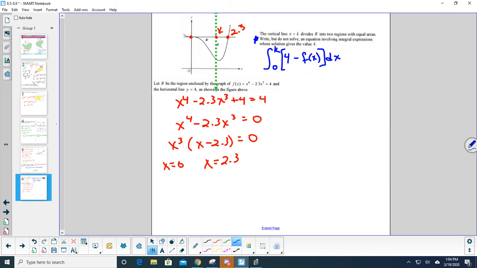Okay, so that's this in here. Now, if I divide this into 2 equal pieces, this side in blue should equal this side over here in black. So I'm just going to put equal. I'm going to write down here because I'm running out of room. From k to 2.3 of f minus f of x dx. And I'm done. That's all I have to do. I write it, but I don't solve it. So I'm done with the lesson.